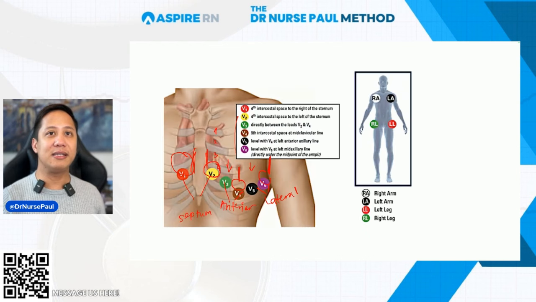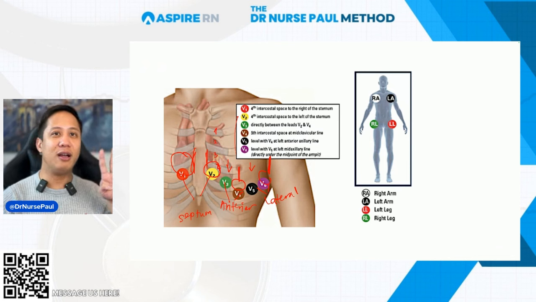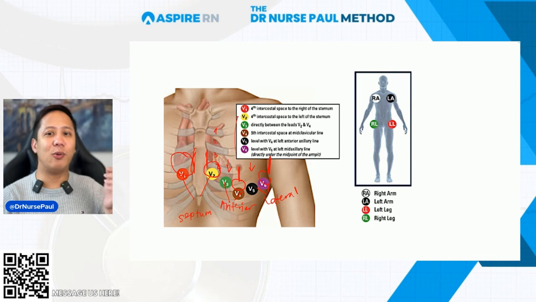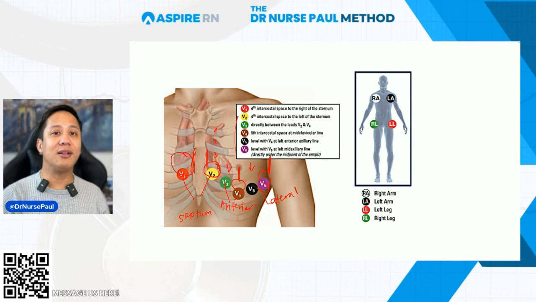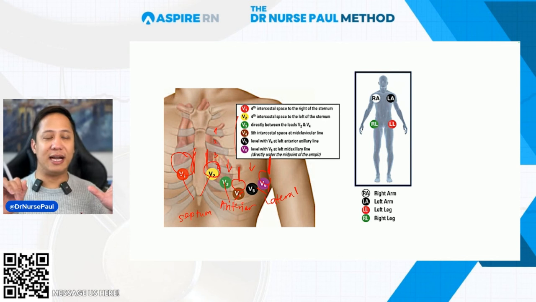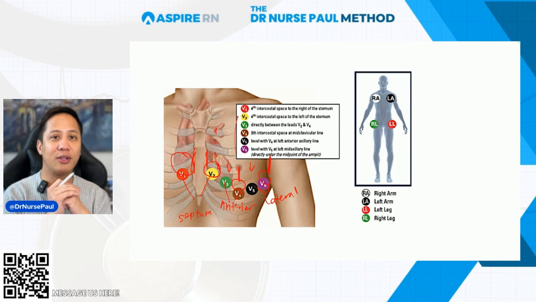For the limb leads, there's only 4 leads. I know we say 12 leads, but if you look at it, 6 plus 4, how many is that? 10, right? Then why is it called 12 leads if it's only 10? Because those 4 leads combined can check the other 6 leads. All right, I'll tell you guys later. Hold on, let's talk about placement first.